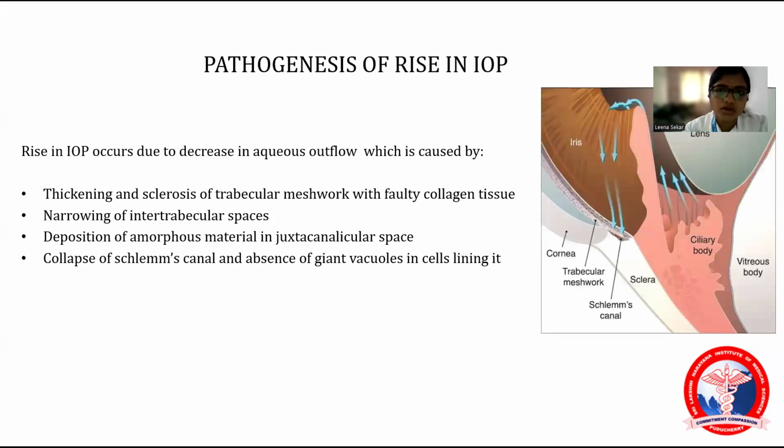How will there be a rise in IOP in open angle glaucoma? Here the angle of the anterior chamber will always be open, and what happens is the trabecular meshwork might undergo some thickening and sclerosis with faulty collagen tissues, and narrowing of the intertrabecular spaces can also lead to increase in IOP, or some deposition of amorphous material can happen in the juxtacanalicular space. Otherwise, collapse of the Schlemm's canal and absence of giant vacuoles lining it can also lead to closure of the angle. All these might contribute to the pathogenesis of increased IOP.